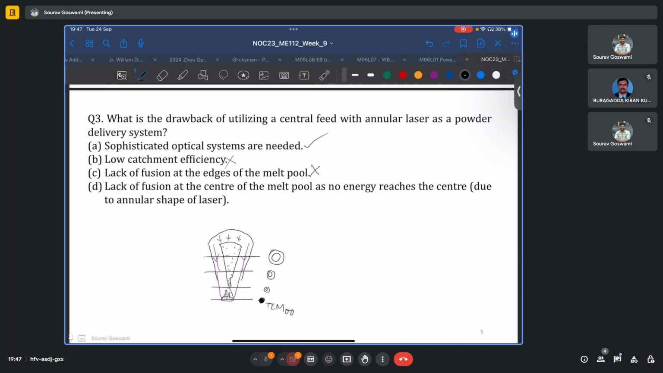So there is fusion at the center. So option D is also wrong. The correct option is option A. It is because of the requirement of sophisticated optics.